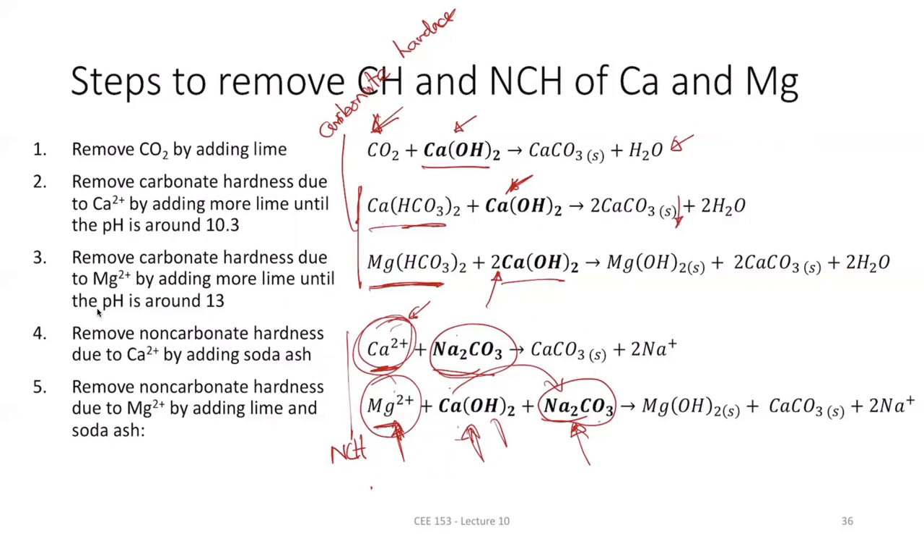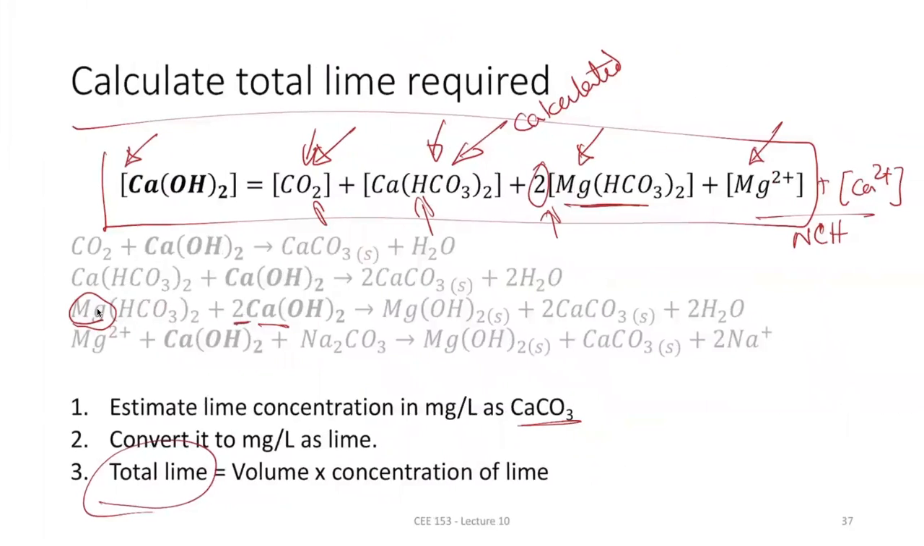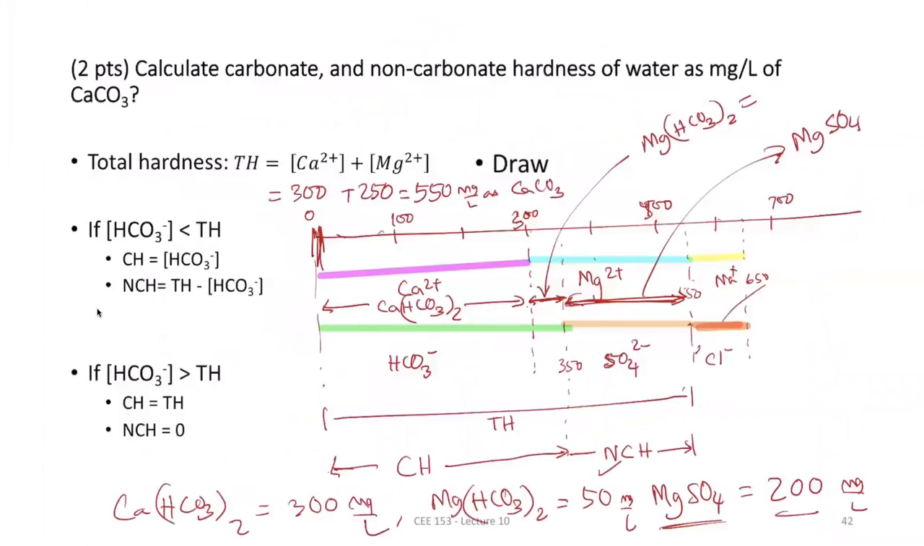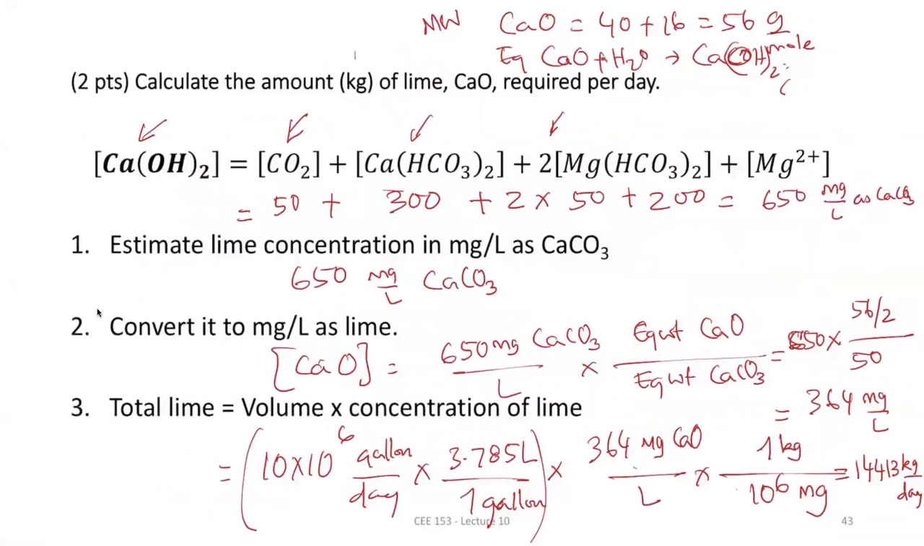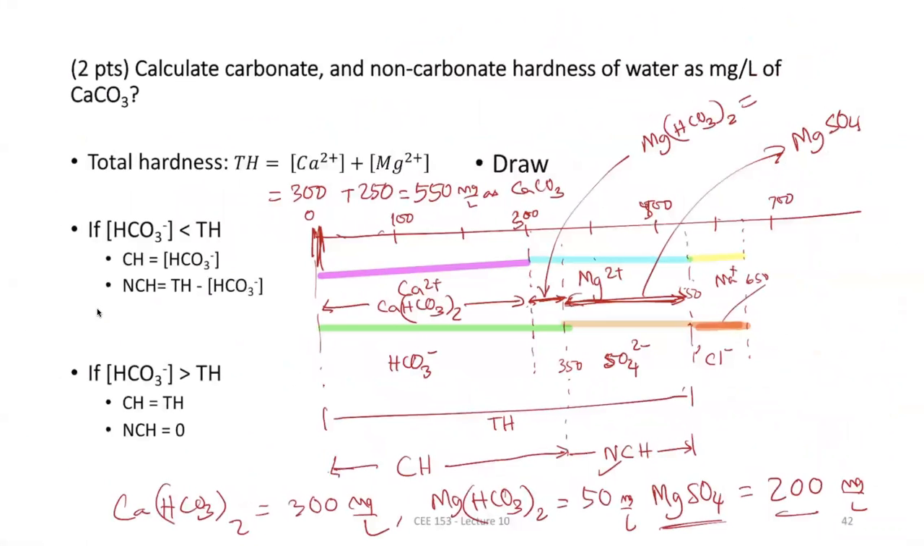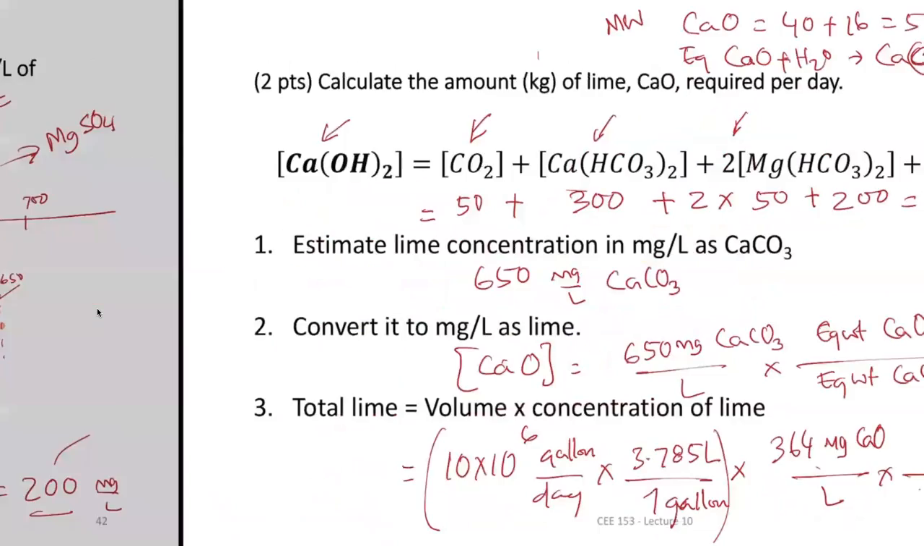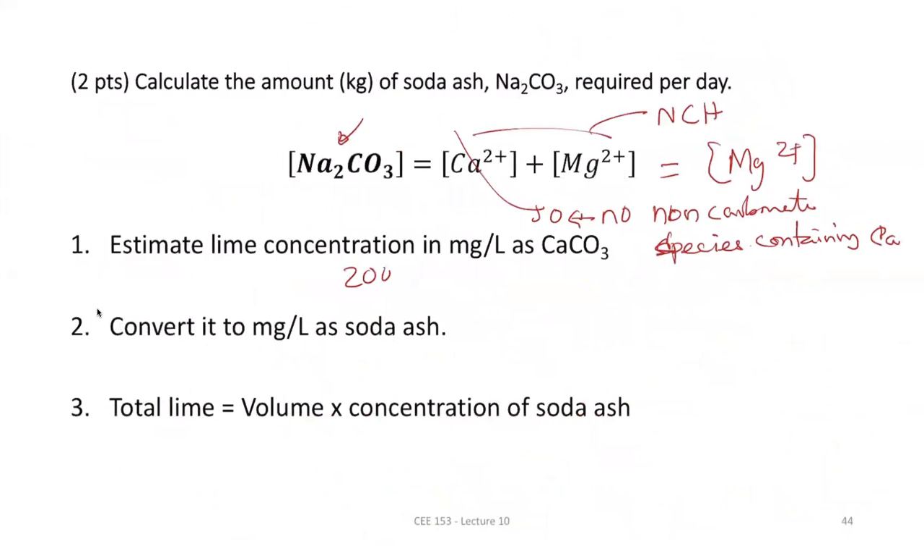One thing I forgot to say: you have calcium here too. That calcium that is there will require calcium carbonate. So that's magnesium plus calcium. Calcium is 0, so I'm going to put that value here. So what is the estimated lime concentration of magnesium carbonate? Magnesium is how much? It is 200. That's the non-carbonate species.